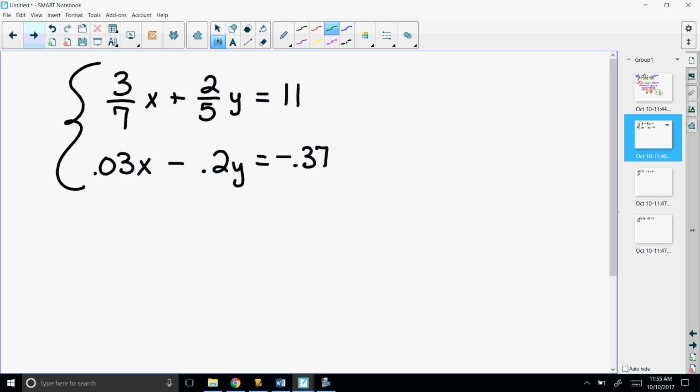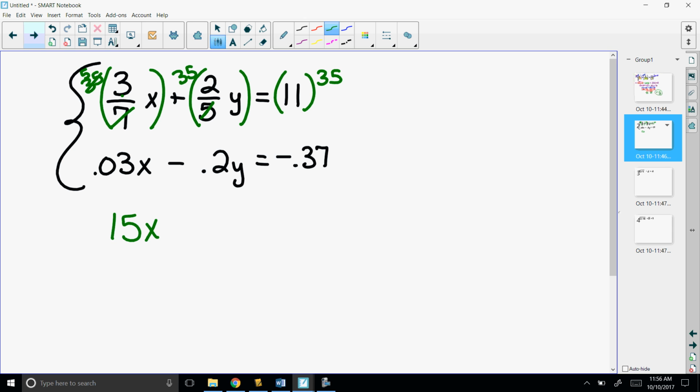So if we just want to do elimination substitution in order to solve, we go back to what we just said about how do I get rid of fractions within an equation. Multiply by the common denominator. What's the common denominator? 35. So I'm going to multiply both sides by 35, but if I use the distributive property, I'm going to multiply both terms on the left-hand side by 35. When you do that, 7 goes into 35 5 times, and 5 times 3 is 15x. 5 goes into 35 7 times, so 7 times 2y is 14y.